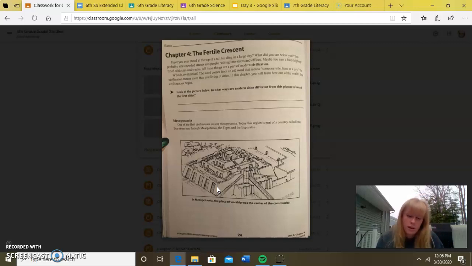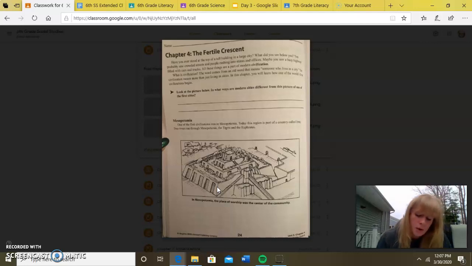Those little triangles that you'll see are your checkpoints. So I suggest after I go over the checkpoint, you pausing the video, writing it down on a piece of paper, and then you can convert those answers to the chapter checkpoints that I went over in the agenda video. Okay. So the first checkpoint, look at the picture below. In what ways are modern cities different from the picture of one of the first cities? So how is that picture different than the cities that we have now today? Pause.